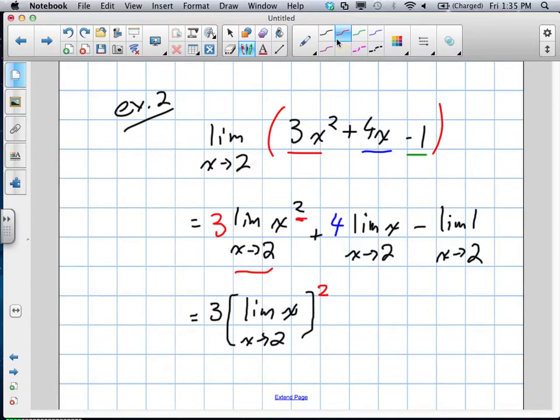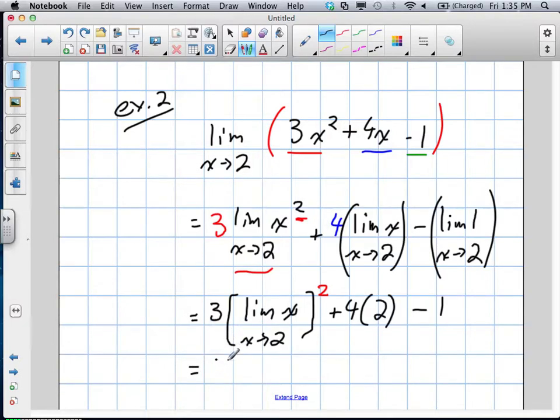Now, we can actually evaluate the limit of x as it approaches 2. As x approaches 2, it is pretty much almost the number 2. Okay? So what we're going to do here is replace this limit of x as it approaches 2 with the number 2, because as we get closer and closer to 2 without touching it, almost like a rounding, we're pretty much at the number 2. Okay? Now this is a constant term, so the limit of 1 as x approaches 2 is still just the number 1. That's what our constant rule told us.